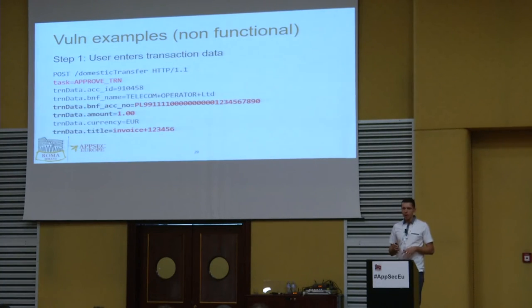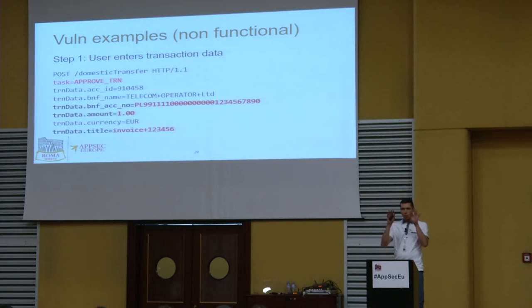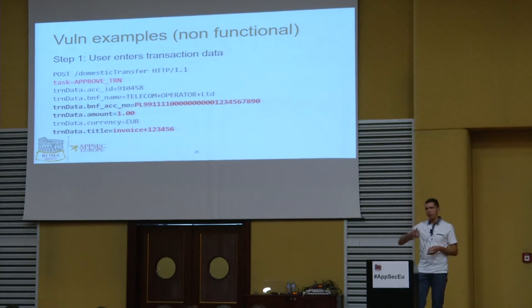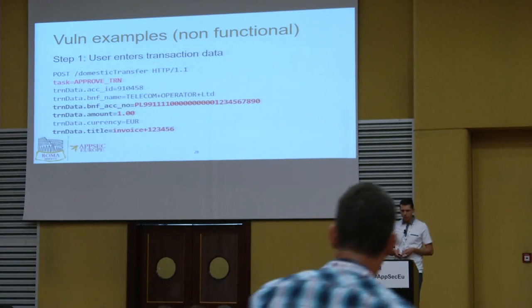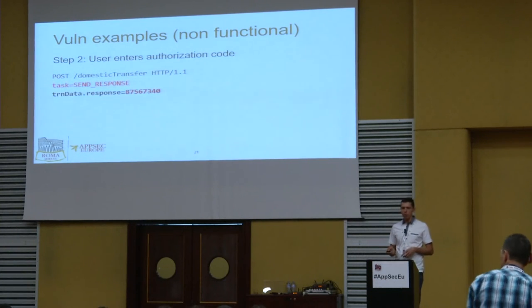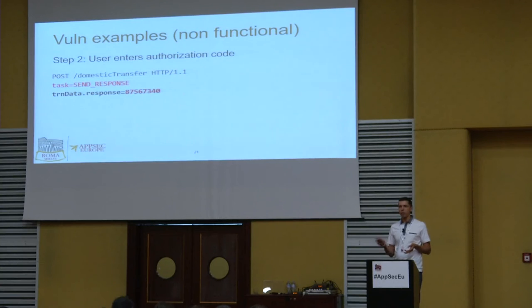But more interesting are non-functional vulnerabilities. So let me show you just one example. When you are filling in all those transaction details on the first step of the transaction process, we click OK, and here is the HTTP POST request. We have an account number, an amount, and some kind of title for this transaction. Then the browser receives a web page with transaction authorization, and the user has to enter this authorization code, for example from an SMS code. So the user enters this code, and here is the POST request.